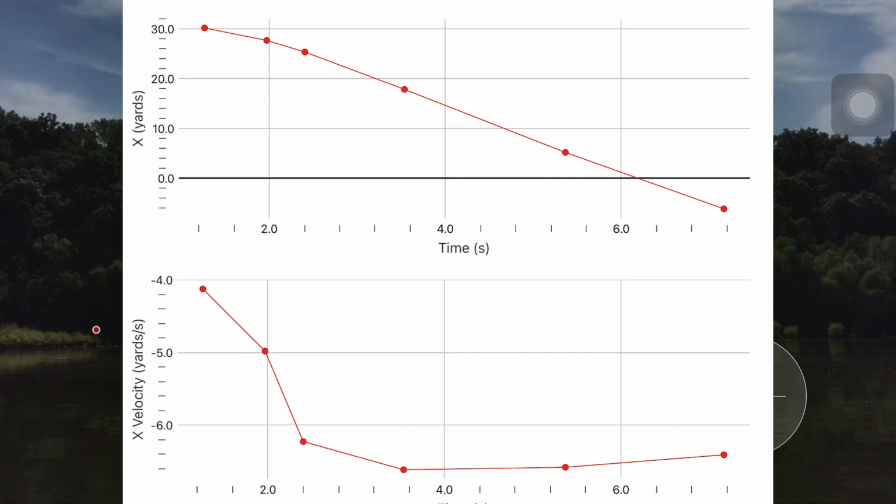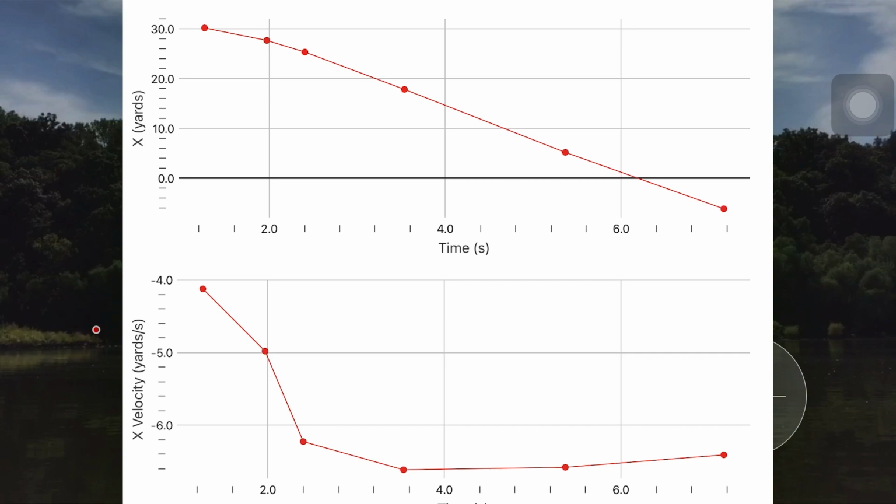It is a negative slope, and it is also fairly linear. So because it is a negative slope, we're going to say it has a negative velocity, and it's nearly linear, which means it's a constant velocity. So that graph really shows us a constant negative velocity.